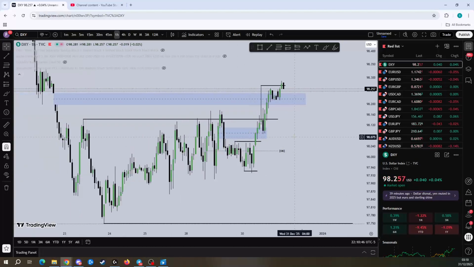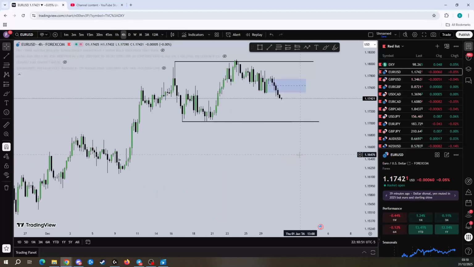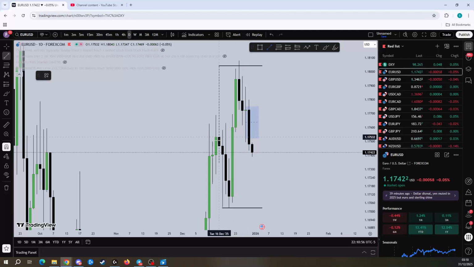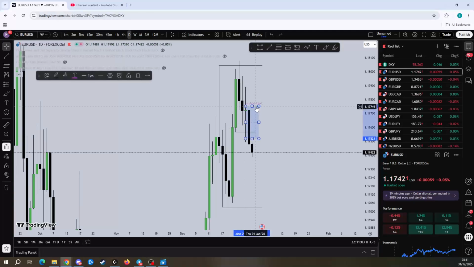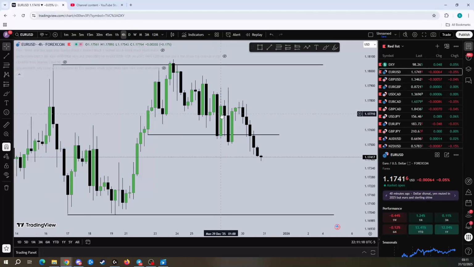So same thing on EU here. We had the daily fair value gap here and this daily order block, tapped into it, into the discount of the range, and then we had this large wick away from it. So nice body closed back inside the previous day's range. And we had some displacement here with this candle here.